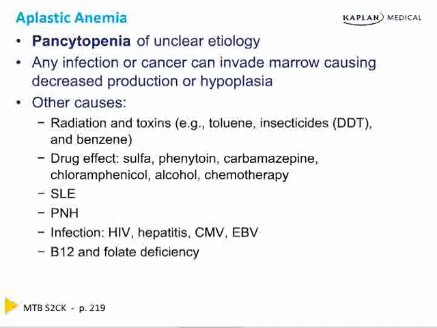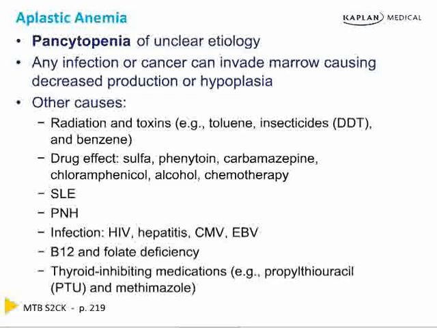Not known. B12 and folate deficiency can do all three cell lines. It's not just red cells. It can do all three cell lines. And the thyroid inhibiting medications, the thyroperoxidase inhibitors, propylthiouracil and methimazole, can have an idiosyncratic suppression of the bone marrow.